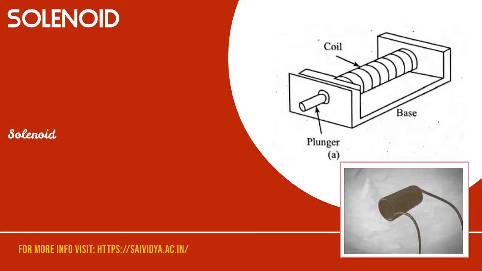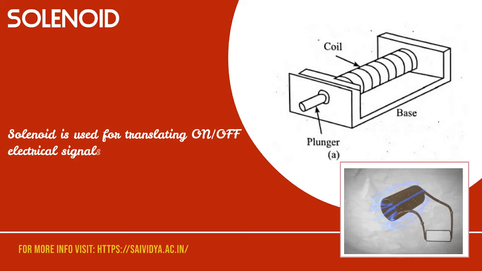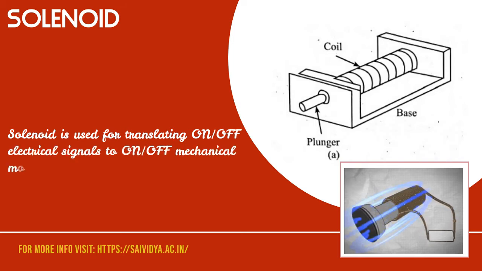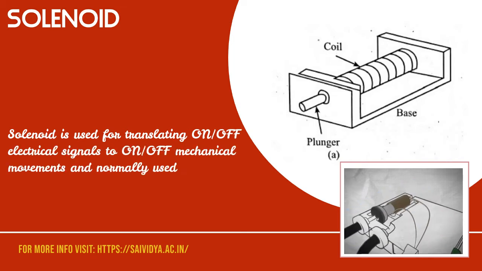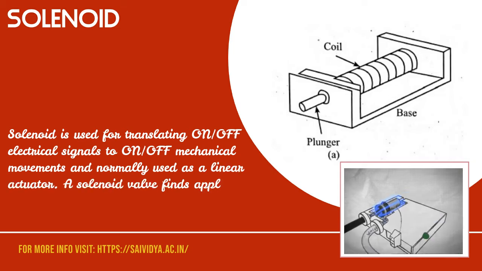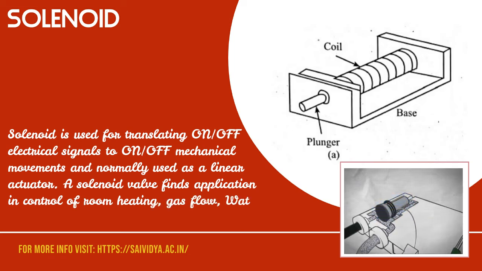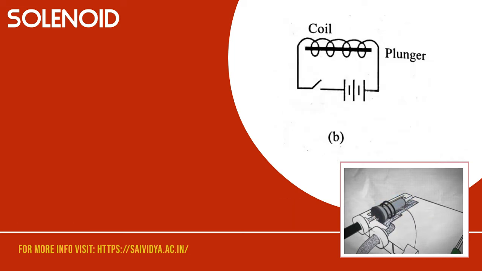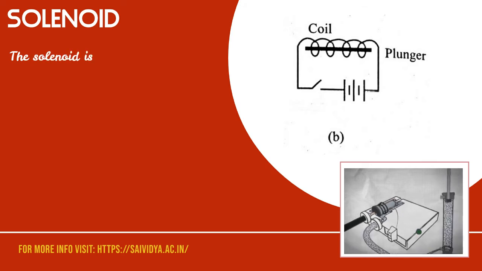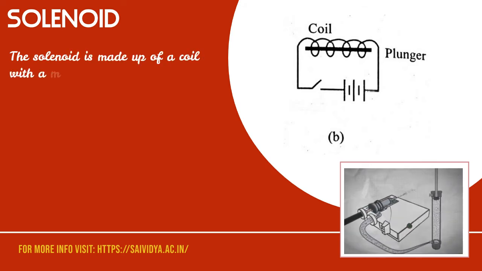A solenoid is used for translating on and off electrical signals to on and off mechanical movement, and normally uses a linear actuator. A solenoid valve finds application in control of room heating, gas flow, water flow, etc.